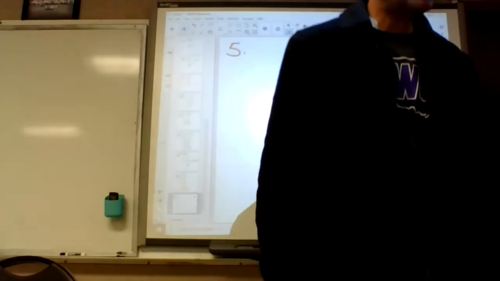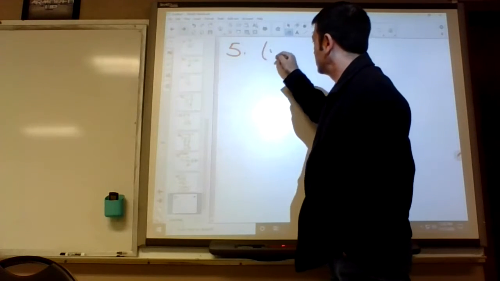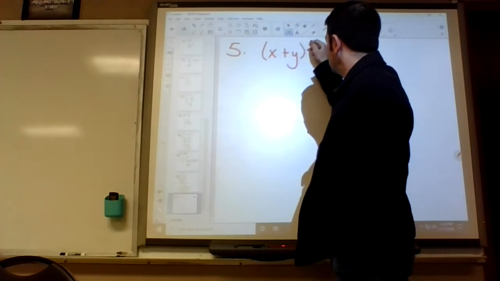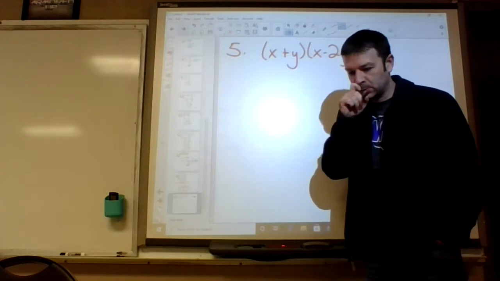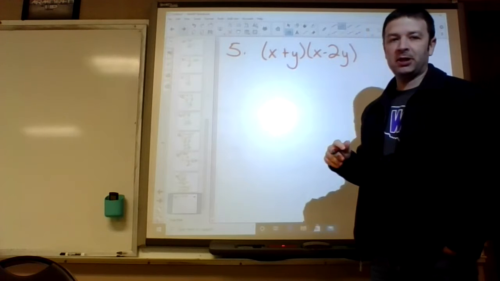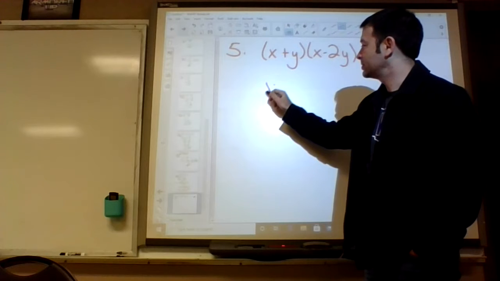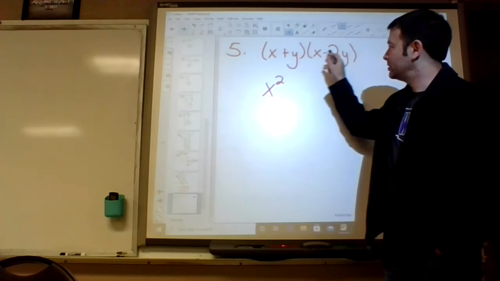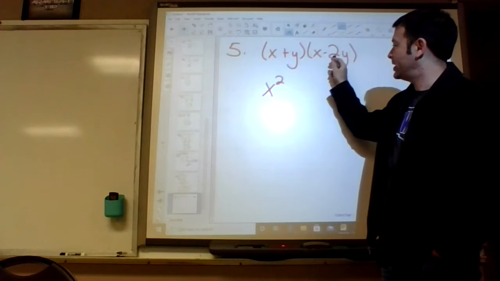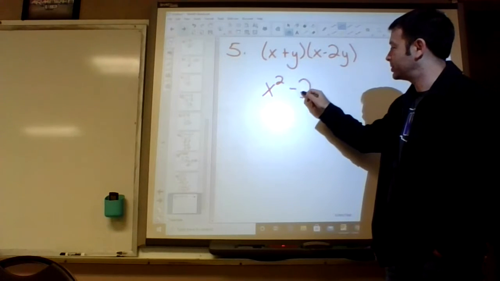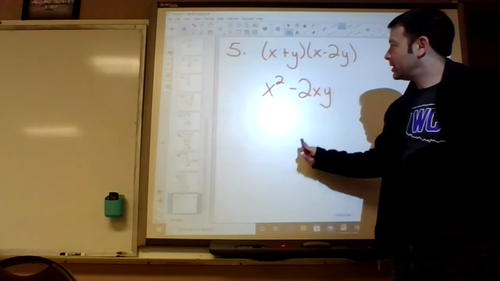Number 5, (x + y)(x - 2y). Okay, so same thing, it's a FOIL problem. The first, in both parentheses, x times x. Outside, x times negative 2y. There is one negative, so it becomes negative, and then we usually put the number in front of the x and y.